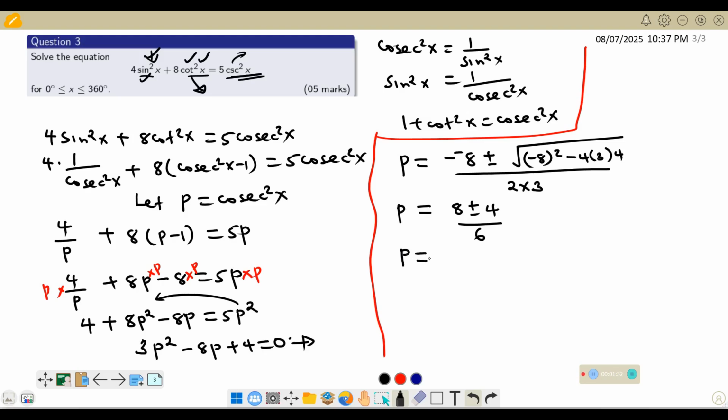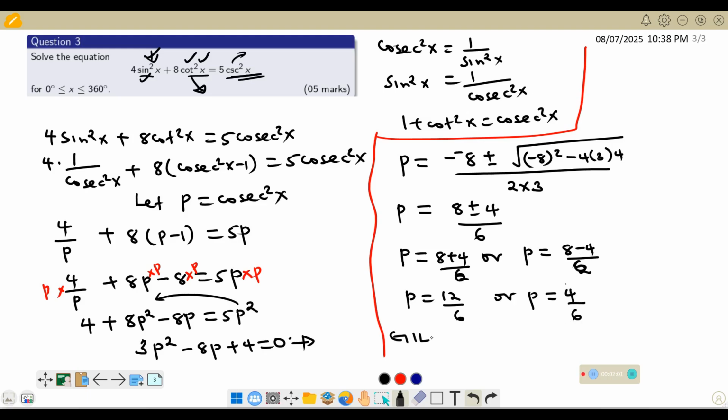It means p can be 8 plus 4, or you can have your p as 8 minus 4, all divided by 6. This will give us 12 divided by 6, or else you have your p as 4 divided by 6. So it means that either p is 2 or p is 2 divided by 3. So these are the values of p, having got the values of p as 2 and 2 over 3.